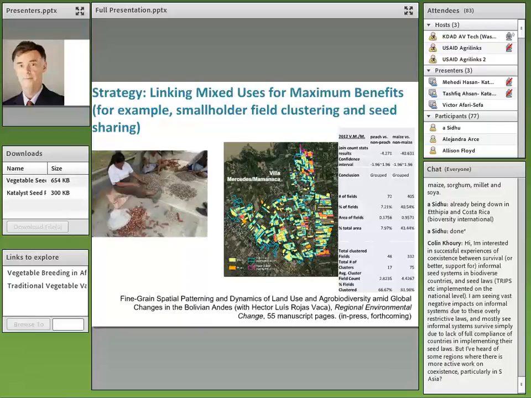And how can we use that to potentially generate a ripple or a cascading effect, where maybe a small investment could produce a large positive change across a landscape? So that's the idea of that.